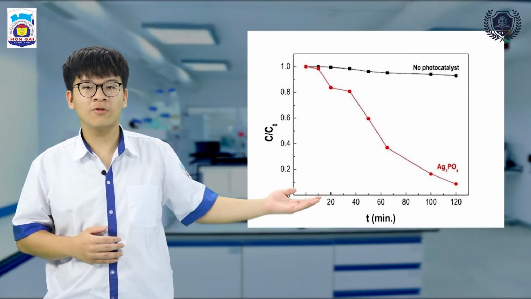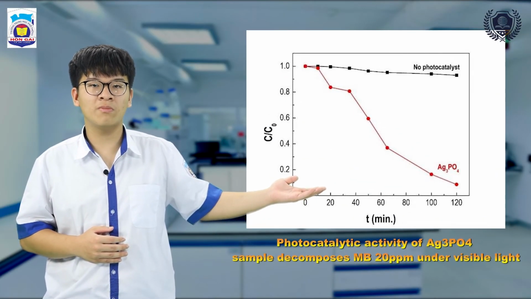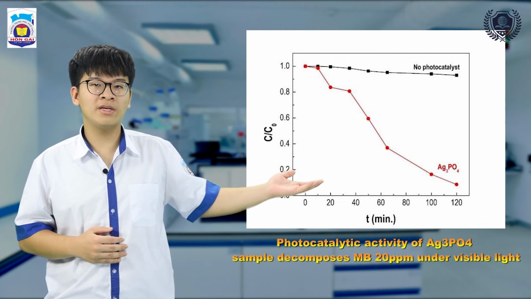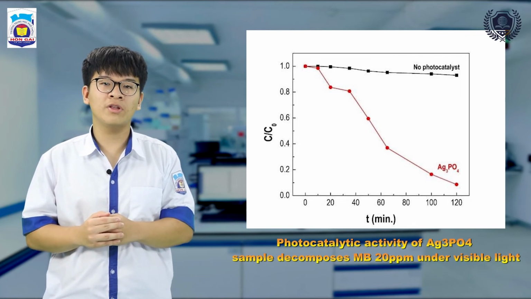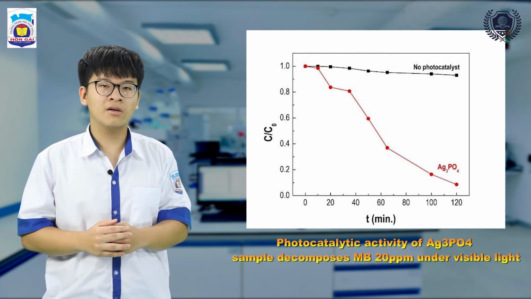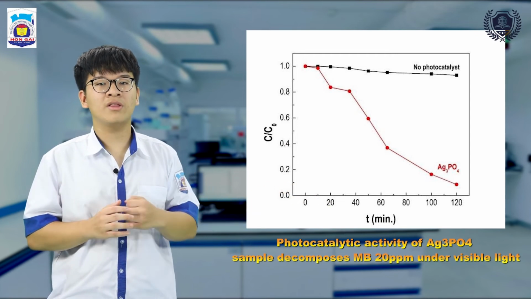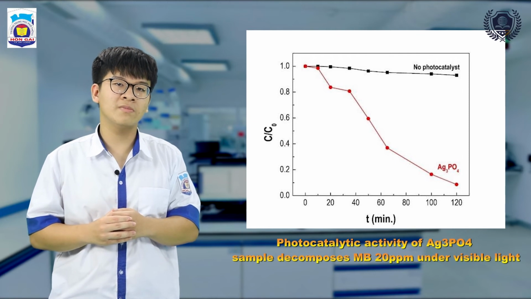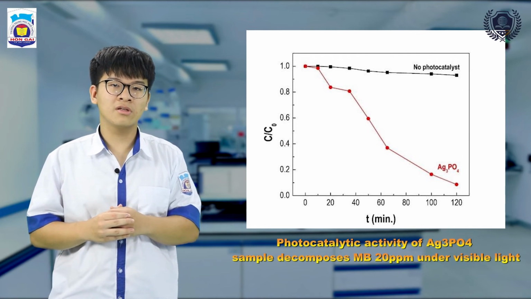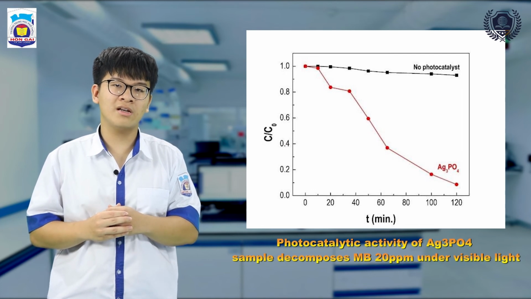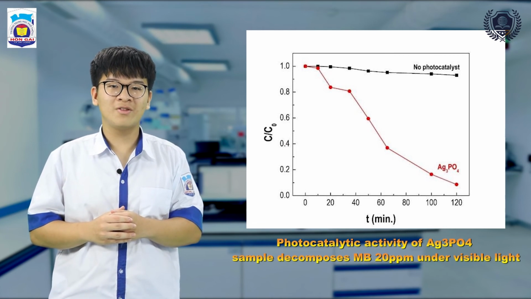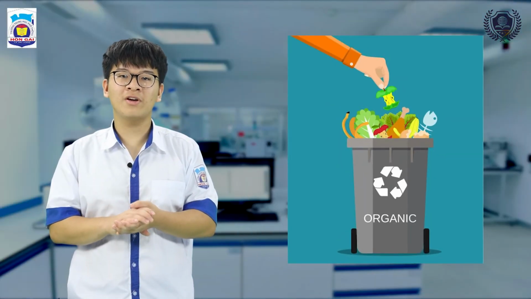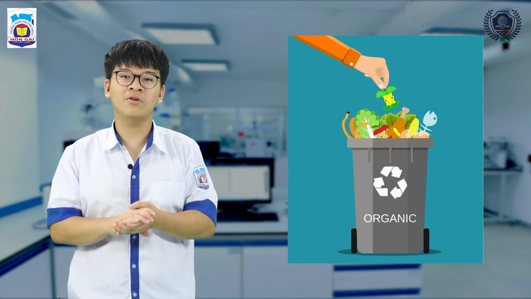Figure 4 shows the results of silver phosphate as a photocatalyst decomposing methylene blue at 20 ppm using sunlight. This graph compares the speed of decomposing methylene blue with and without silver phosphate. We can clearly see that the concentration of methylene blue reduces significantly, by 90% in 2 hours, when using silver phosphate as a photocatalyst material. Meanwhile, when we do not use silver phosphate, the reduction in methylene blue concentration is trivial. We can conclude that our silver phosphate sample may have good effects on decomposing organic waste.